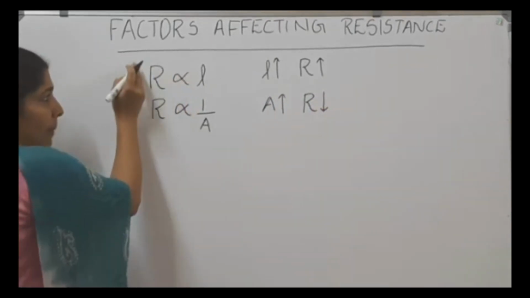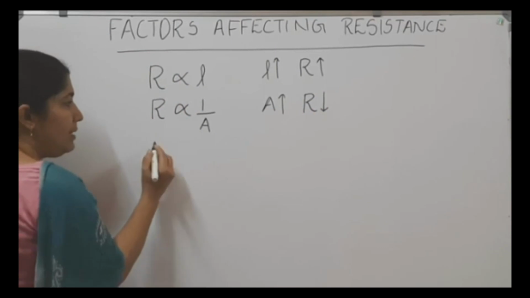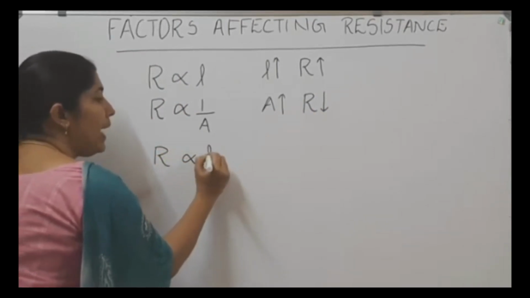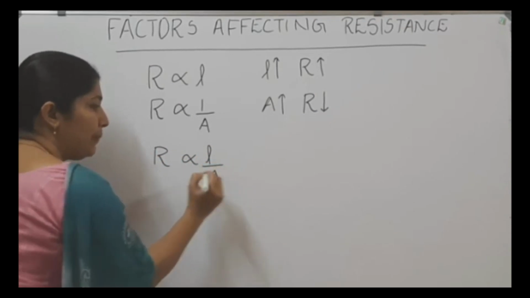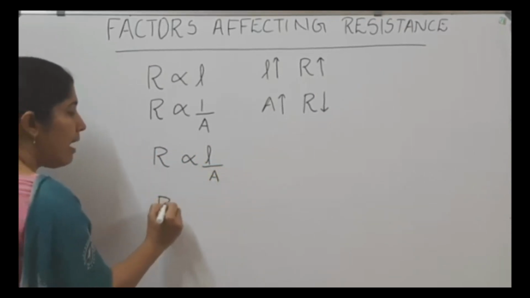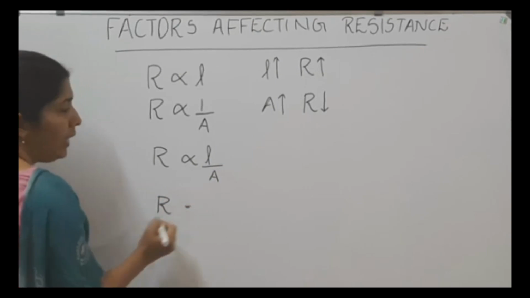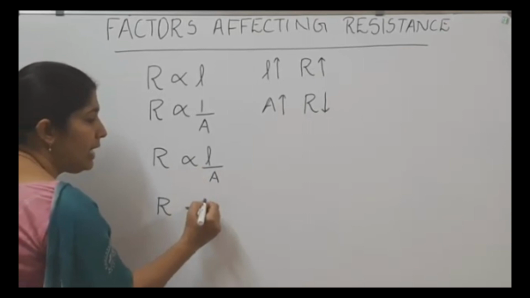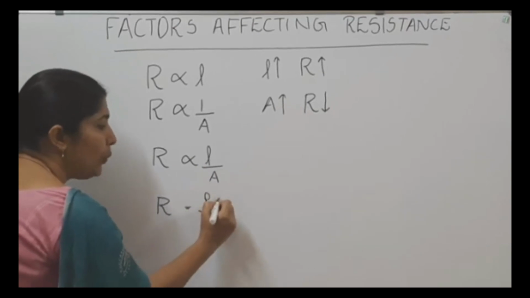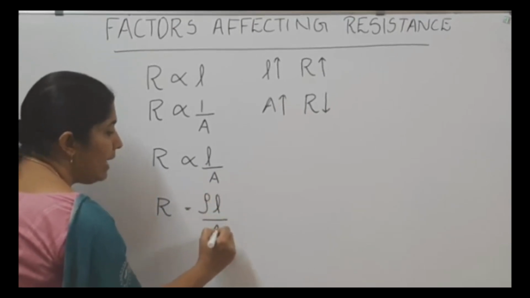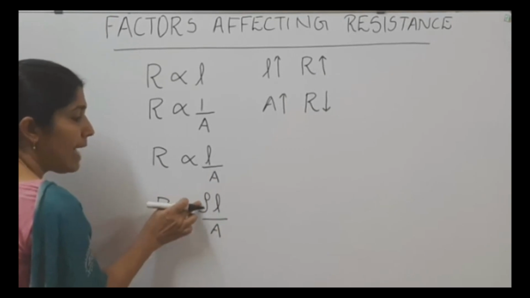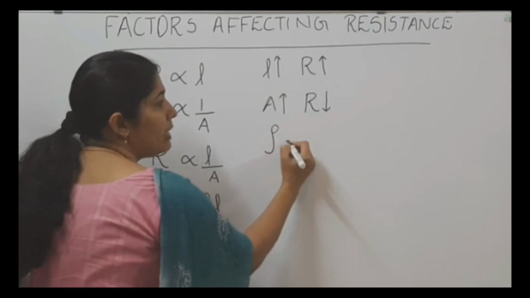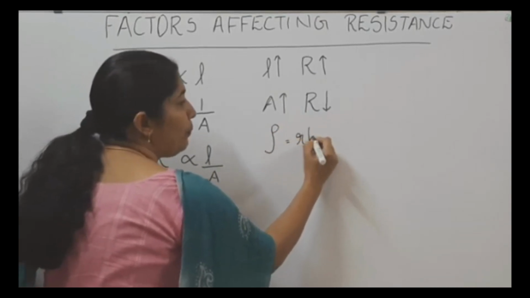On combining these two statements, we can write R is directly proportional to L divided by A. Then resistance R equals a constant. On removing this proportionality, we can write a constant rho into L divided by A. This letter is pronounced as rho.